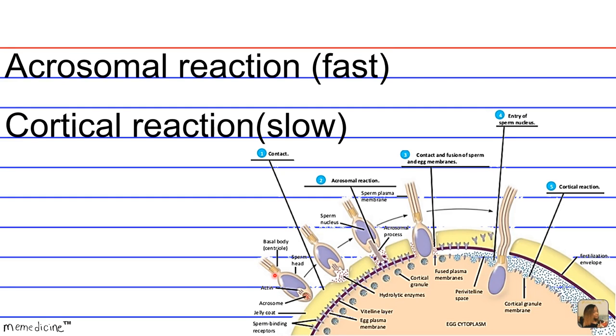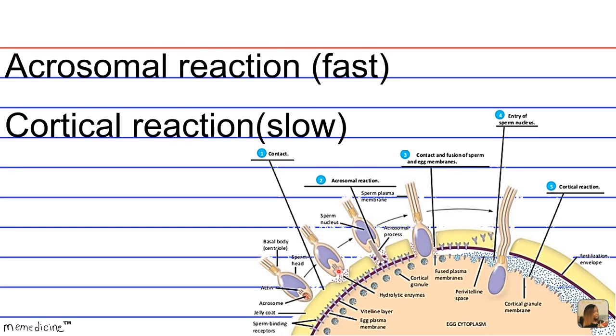Then you have the approach of the sperm cell, and here you can see the acrosome in the tip of the head, hence the name acrosomal reaction. The acrosome is an organelle that develops over the anterior half of the head of the spermatozoa, and its cap-like structure is derived from the Golgi apparatus of the cells.